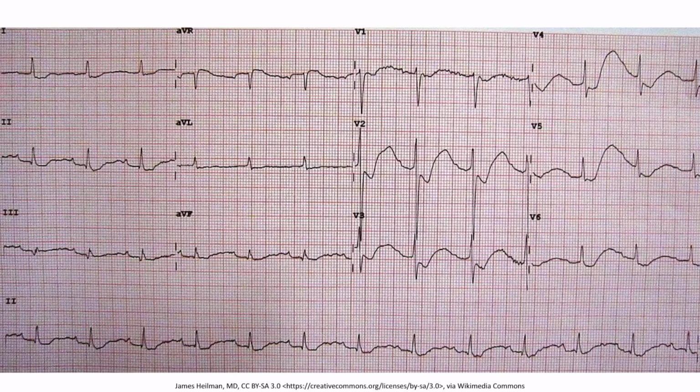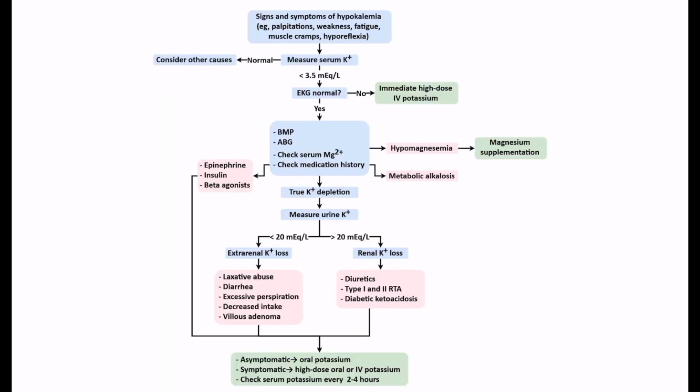Here we see the electrocardiogram showing U wave and the flattened T wave. These findings are characteristic of hypokalemia. Here we have the algorithm of hypokalemia. Let's discuss the diagnosis and management of hypokalemia based on this algorithm.